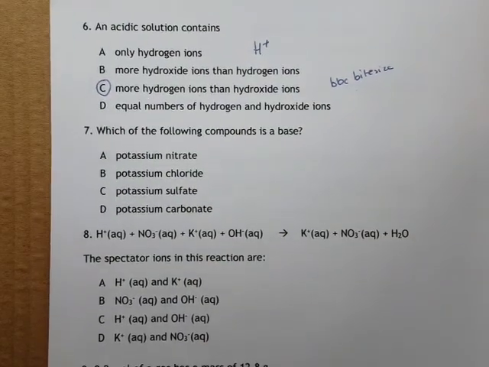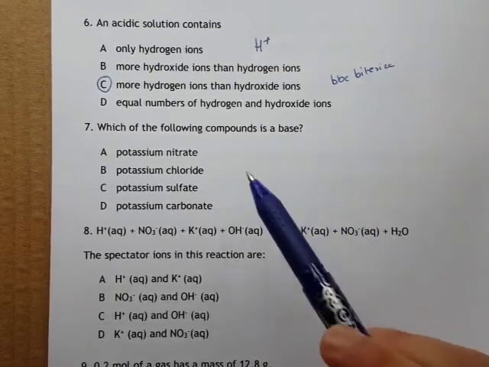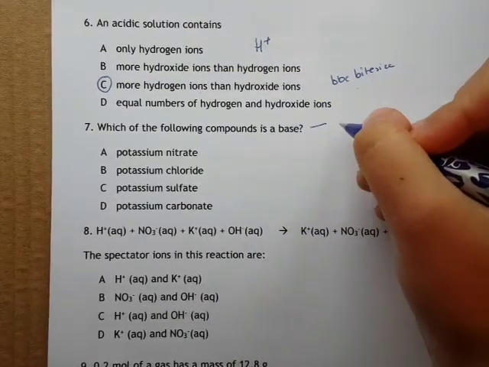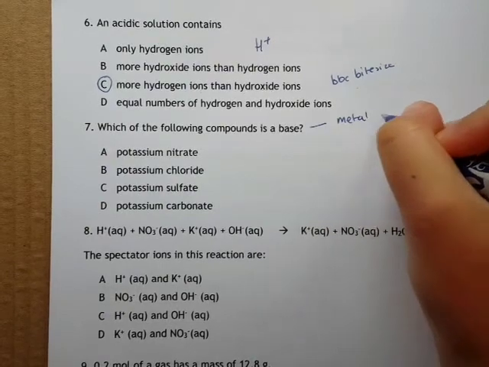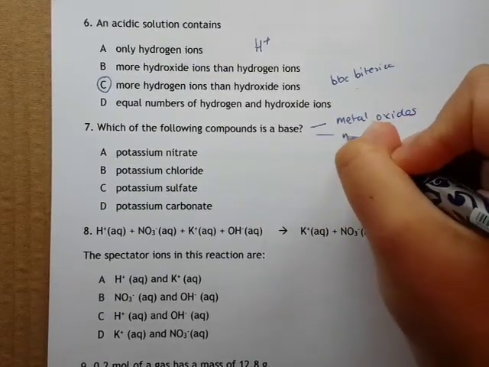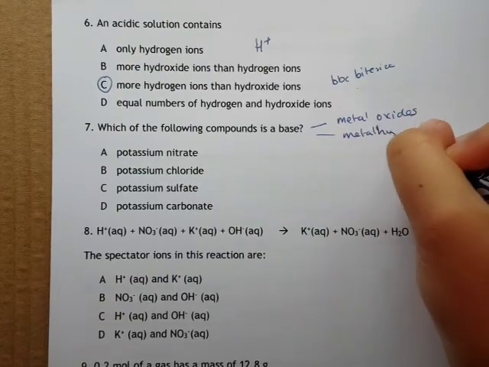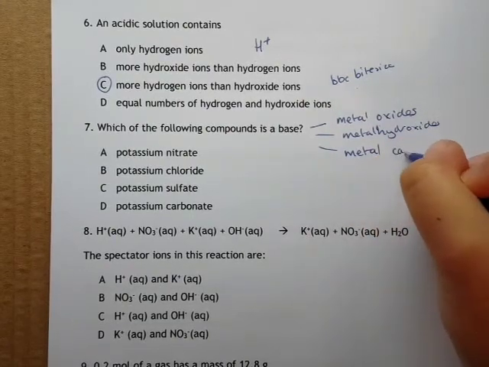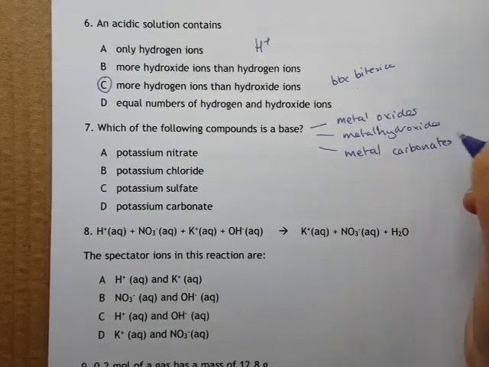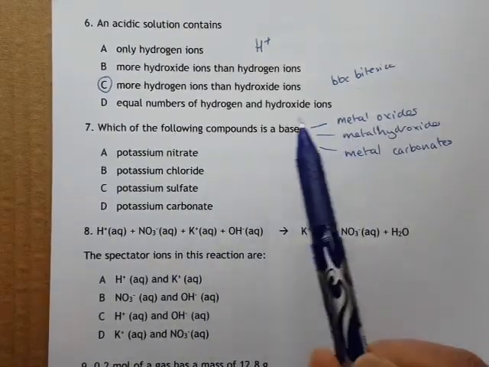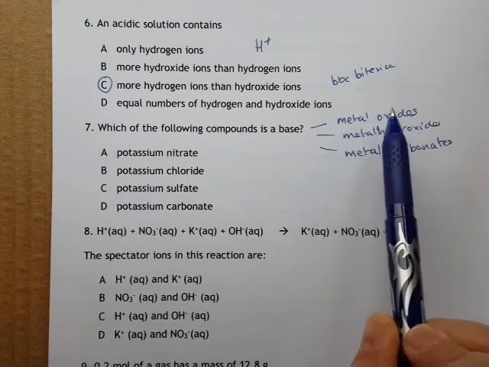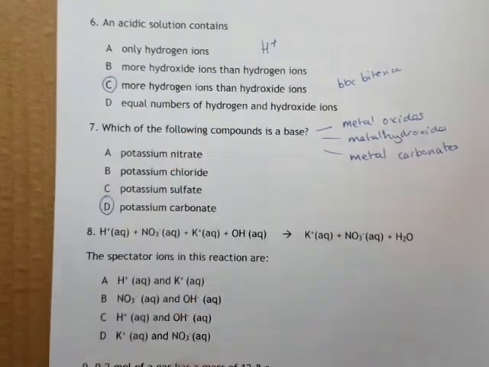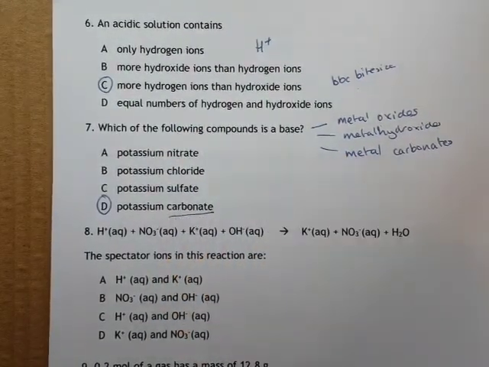Question 7. Which of the following compounds is a base? Again, if you didn't get this one, you just have not done enough revision, or you maybe made a silly mistake. Bases, you should know from your acids and bases topic, are metal oxides, metal hydroxides, and metal carbonates. So when we're asked what is a base, we're looking for a compound which has a metal at the start of the name and then ends in either oxide, hydroxide or carbonate. The only one in question 7 which fits that bill is D, potassium carbonate.